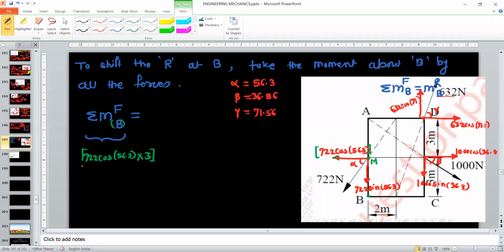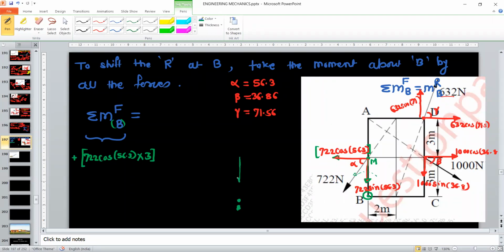Now if you observe the sense of rotation about the point B, the moment will be anti-clockwise, and therefore it is positive. Consider the second component, which is 722 sin 56.3. This component is exactly passing through the point B. So this is the point B.